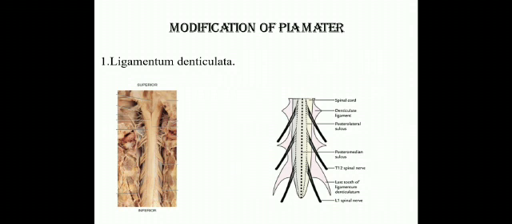So, the first is ligamentum denticulatum. These are 21 pairs of teeth-like projections. They fuse laterally with the arachnoid and dura maters between the axis of the roots of adjacent spinal nerves. The highest process attaches immediately superior to foramen magnum. So, the function of this ligamentum denticulatum is it keeps the spinal cord in position.